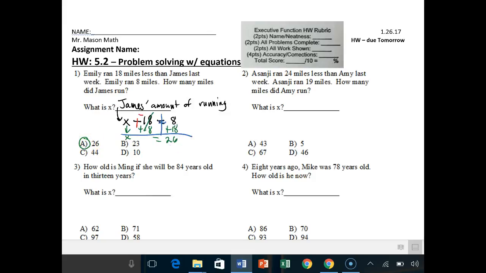And then if you think about that, if James ran 26 miles and Emily ran 18 miles less than James, it means Emily ran 8 miles. I'd pause and do number 2 if I were you.